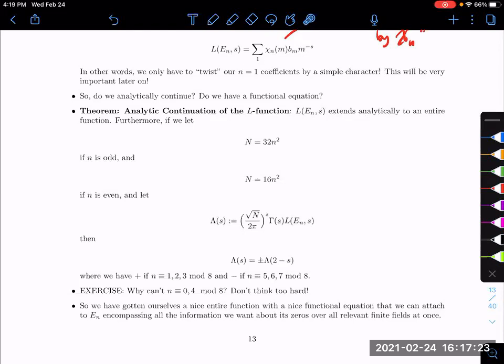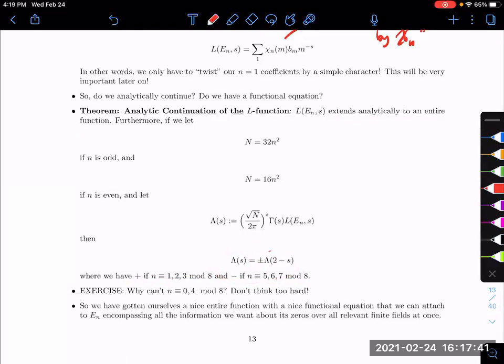We extended to an entire function. We didn't have any singularities afterward, no poles, nothing. And we did sacrifice a little bit with the functional equation, but the sacrifice we made, the extra complexity we added in, is well understood. Okay. Now, what do you notice about this functional equation?